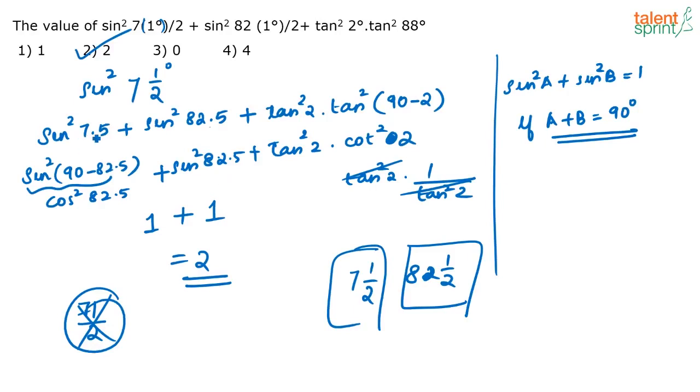So you need not write these steps. Directly, when you know that 7.5 plus 82.5 is 90, you can say the sum of these two is automatically 1. It is the same logic that we use, but you can skip these steps if you remember this concept. Whenever you have two angles A and B, and you have sine squared A plus sine squared B, and A plus B is equal to 90 degrees, then you can say this is equal to 1.